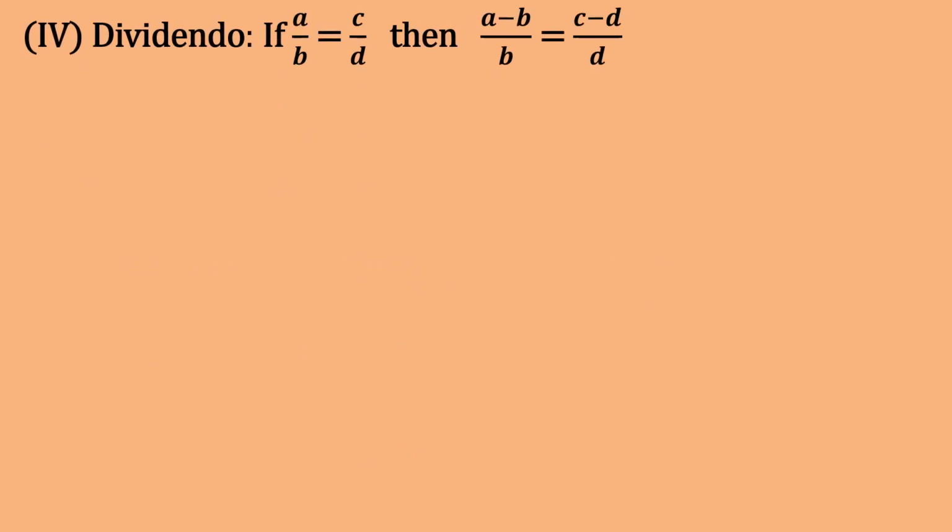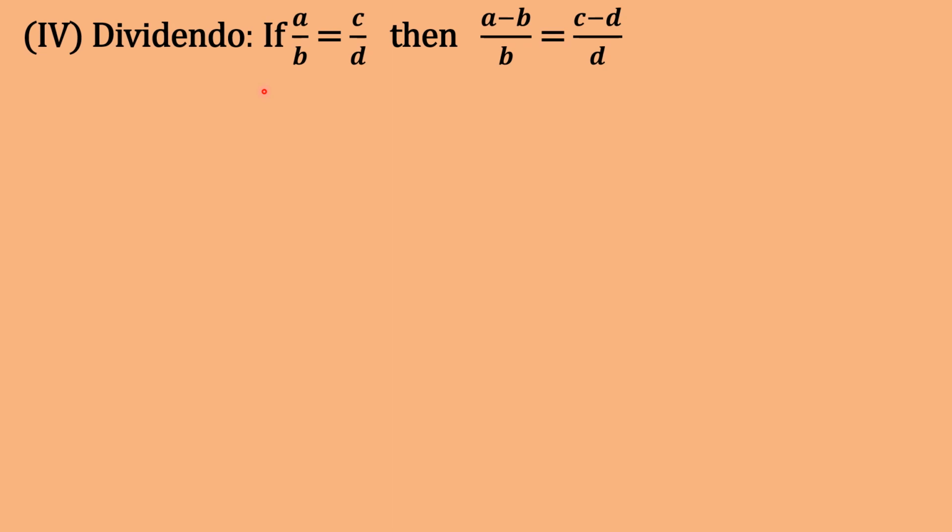Our next property, students, is dividendo. Now in dividendo, same, if A upon B equal to C upon D, then A minus B. In componendo, we used to add the denominator to the numerator, and in dividendo, we will do subtraction. That is A minus B upon B equal to C minus D upon D. This is the property of dividendo.